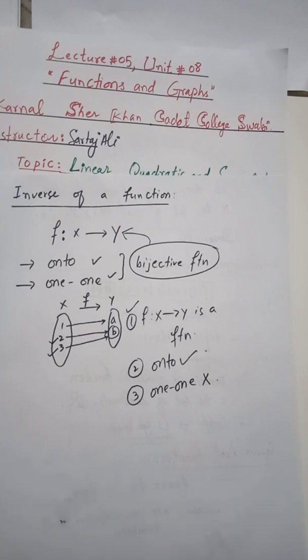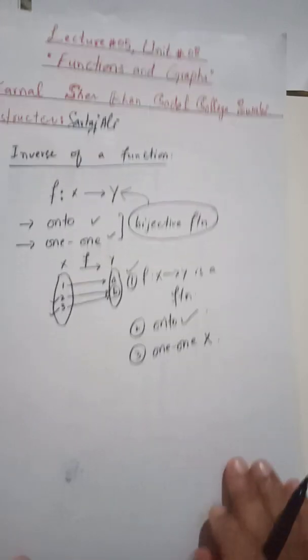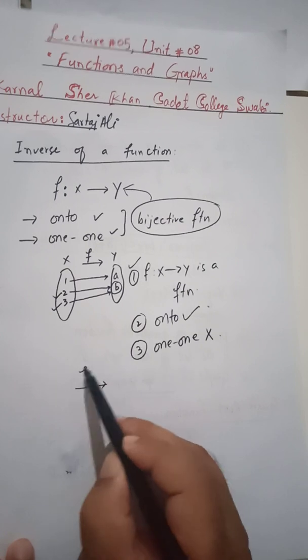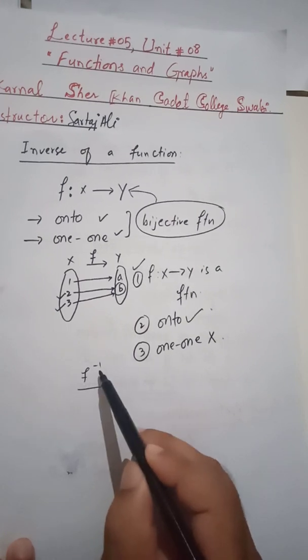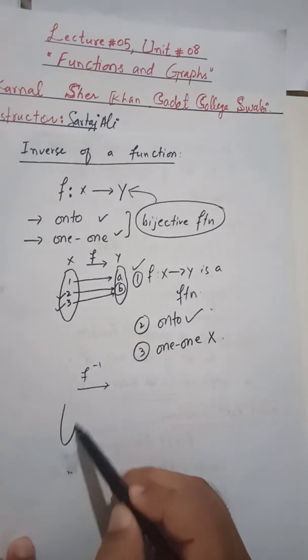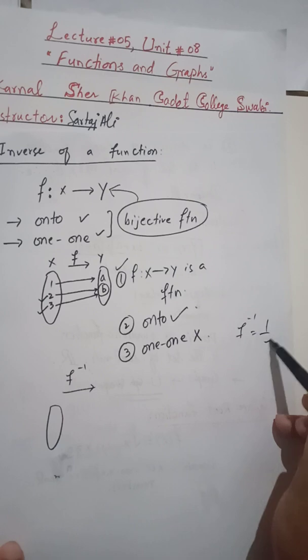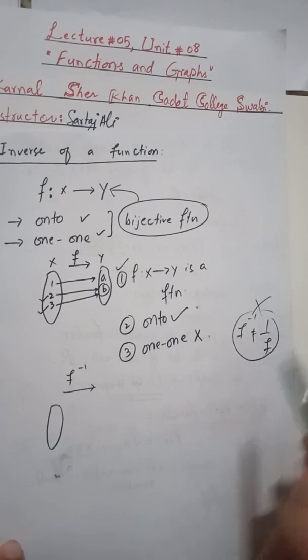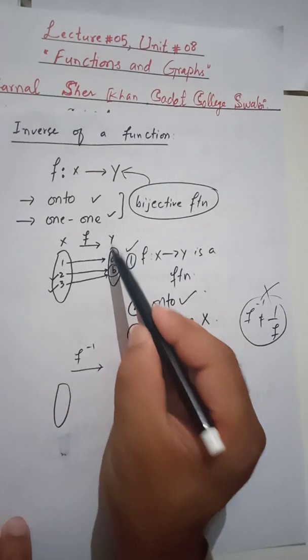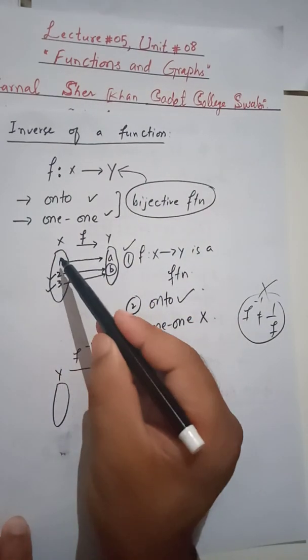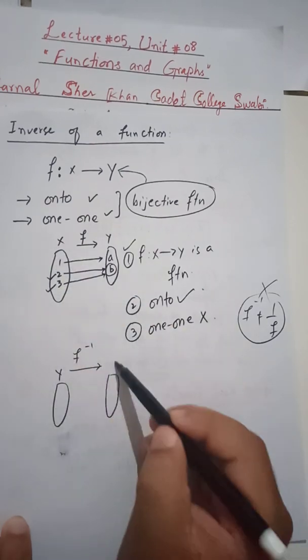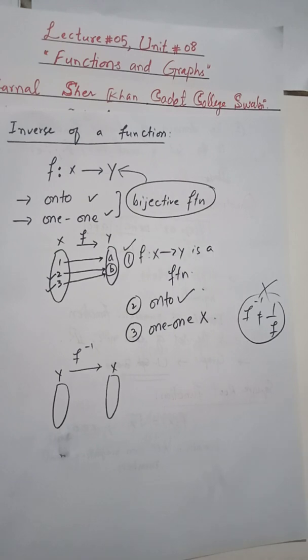I say this in the sense that when you find the inverse, you change domain into codomain and codomain into domain, so you will get a relation. That relation will not be a function. This is the notation for the inverse: f power minus 1 means the inverse of this function. This f power minus 1 is not equal to 1 divided by f. You will just shift range into domain and domain into range. That's the simple way to find the inverse.